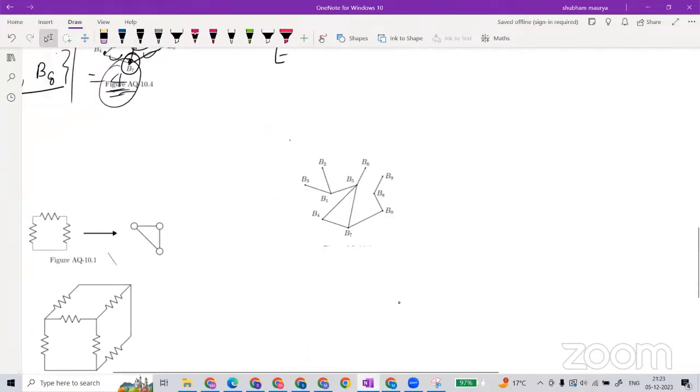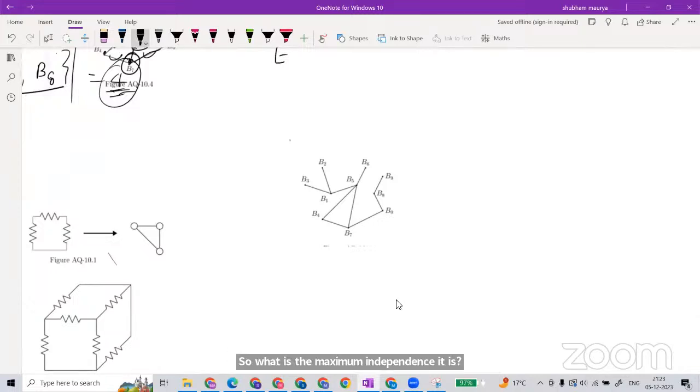So what is the maximum independent set? First thing, what is the independent set? What is going to be an independent set in a graph? Anyone here can tell whether it is going to be a subset of the set of all vertices or the set of all edges. No, it's a subset of vertices.